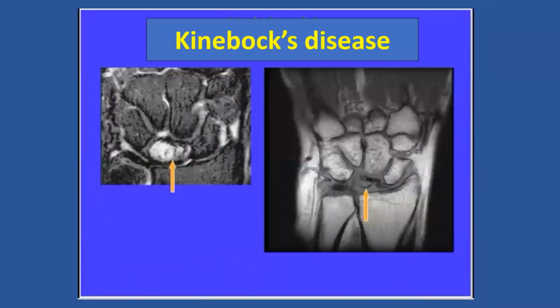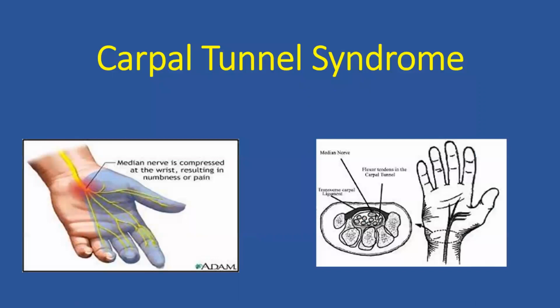This shows you fragmentation, and then MRI is shown over here. Carpal tunnel syndrome, we all know about it. It can occur secondary to ganglia, fractures, hypothyroidism, degenerative disease, or any systemic disease like rheumatoid arthritis. They will have numbness in the lateral 3.5 fingers.